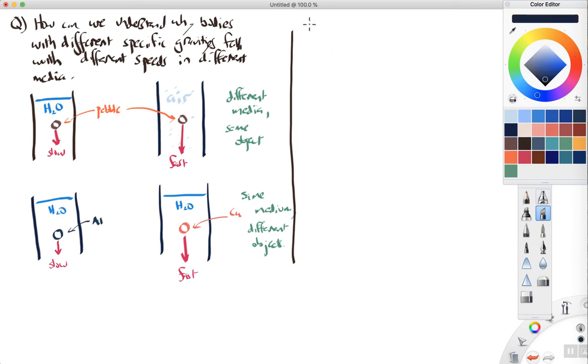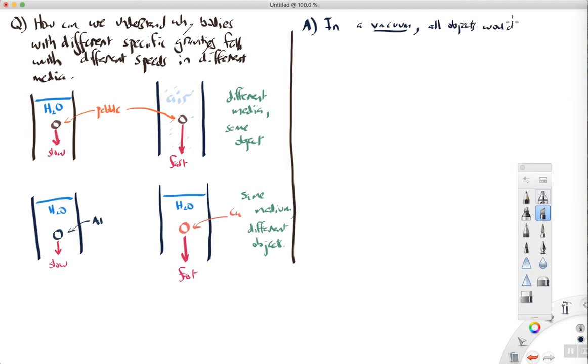I'm just going to jump right to the answer that Galileo is going to provide. He's going to say, and this is what he talks about in this chapter, that in a vacuum, and again, this is a controversial topic because some people don't believe there can be a vacuum, but he's going to argue that in a vacuum, all objects would accelerate, and I'll say more about what I mean by accelerate in a moment, but they would accelerate at the same rate.